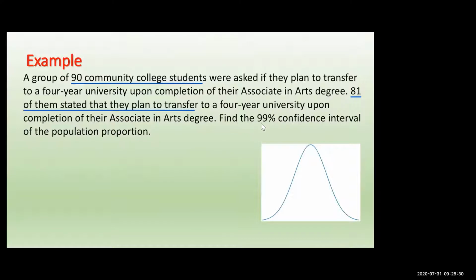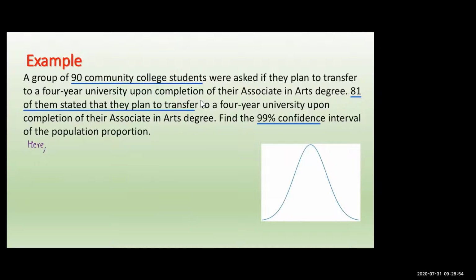We have to find the 99% confidence interval for the population proportion. Here we are talking about population proportion, P. So the confidence interval will be based on P and P hat. So let's write down what is given first.